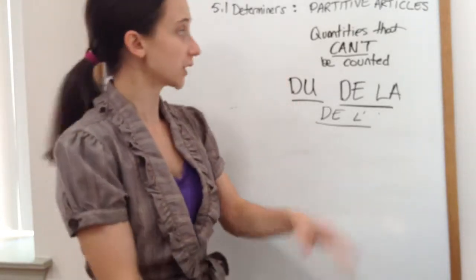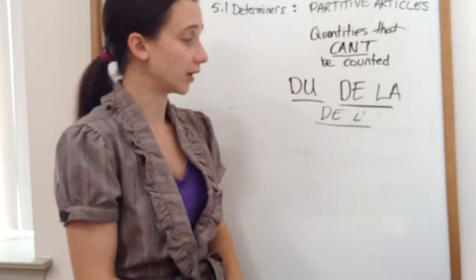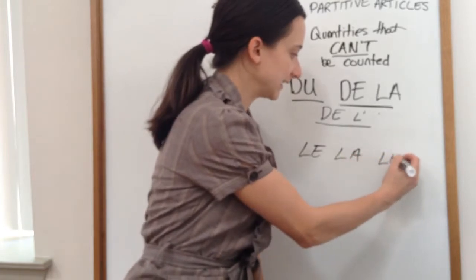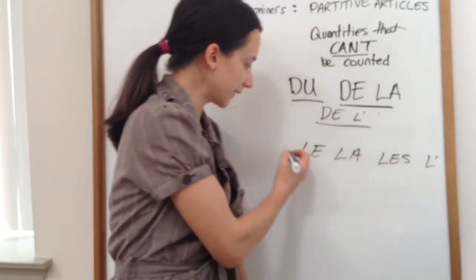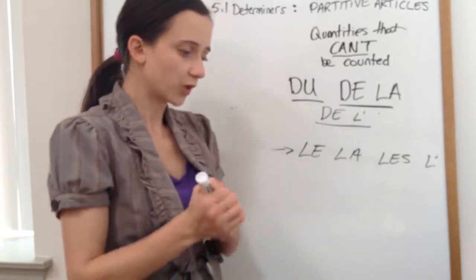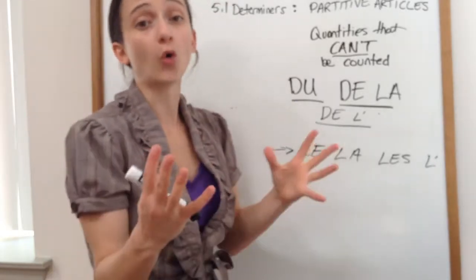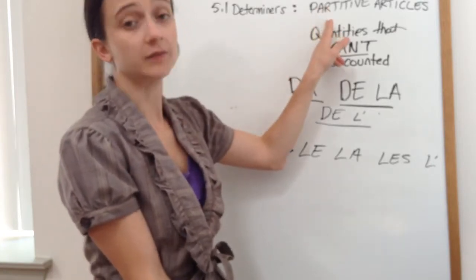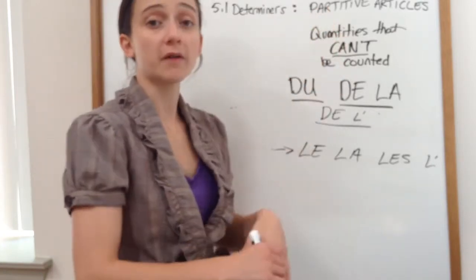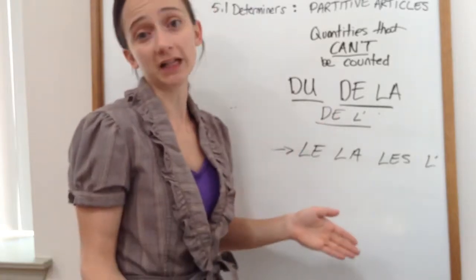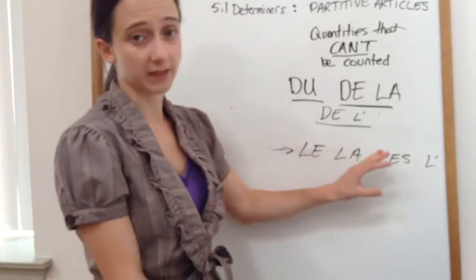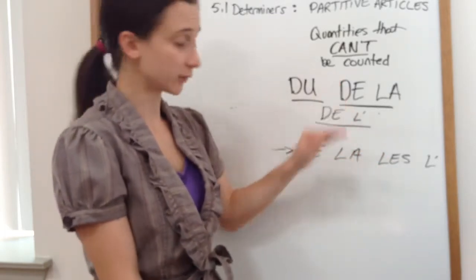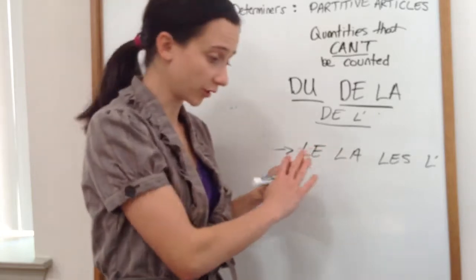Now don't confuse the partitive articles with our definite articles. Remember, definite articles were le, la, les, and l'. These definite ones would refer to the whole. So partitive articles are referring to part of a whole. Definite articles are referring to the whole. That's what we're talking about. We're not talking about part of it. If we're talking about part of the whole, then we switch to this. But if we're just talking about the whole, we're going to use our definite articles.